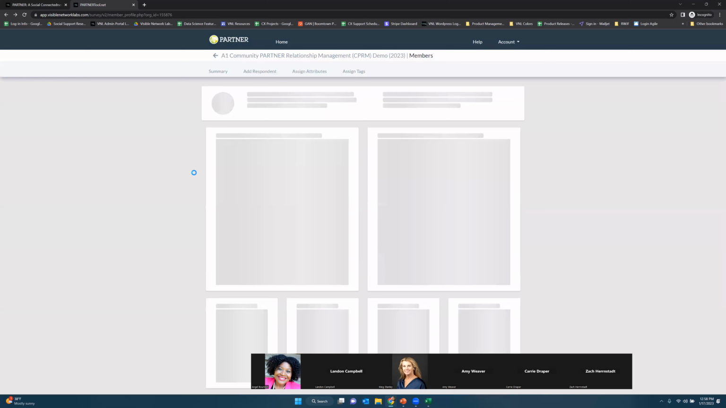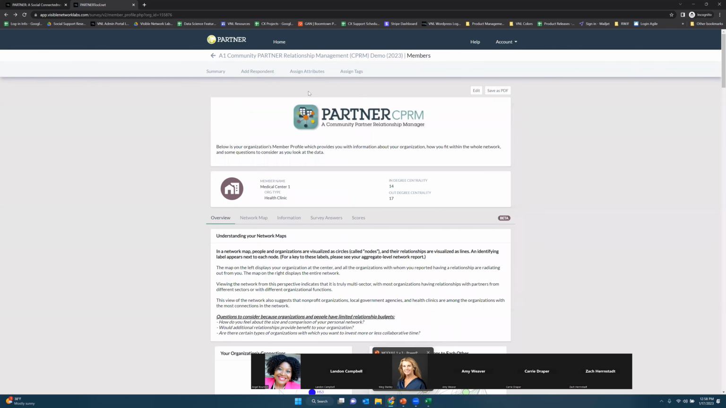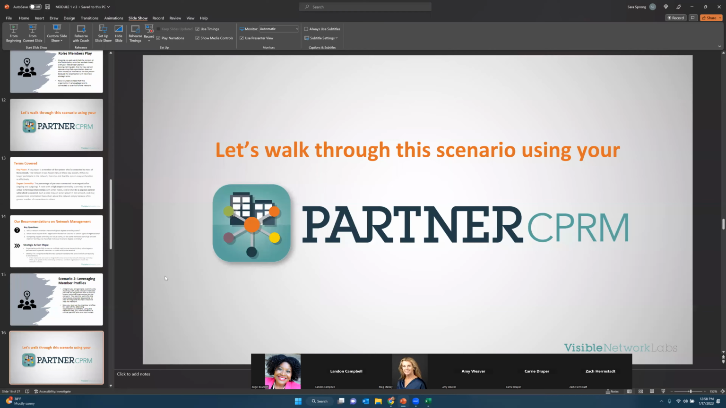But yeah, so that's one way to use member profiles to think strategically about who's invited to that specific meeting, or who we should invite to that meeting, and come to that with some information about their relationships and what they can contribute to the work. And I'm going to go ahead and go into this next part.